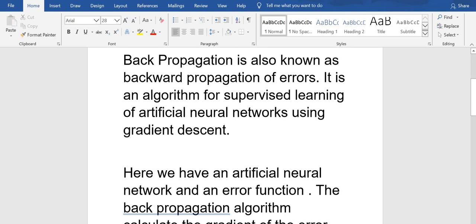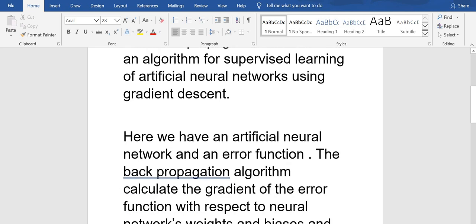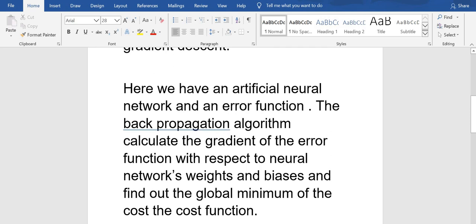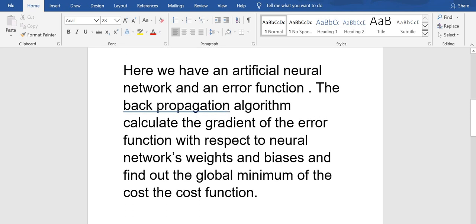Here we have an artificial neural network and an error function. Error function means cost function. This sentence is really important. This is what we do. I have a block diagram for this back propagation algorithm as well. This sentence only, we are showing in the back propagation block diagram. The back propagation algorithm calculates the gradient. Gradient means the partial derivative. The meaning of gradient is slope. Slope means dy by dx, the derivative of the function with respect to x.